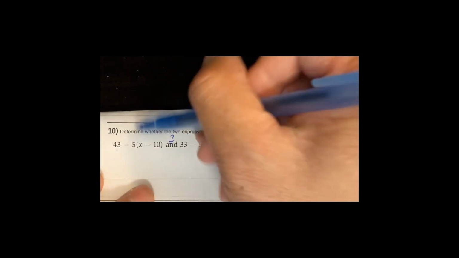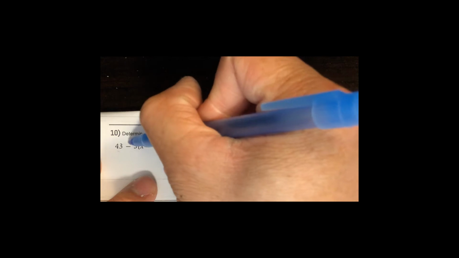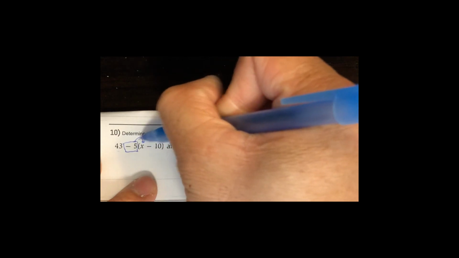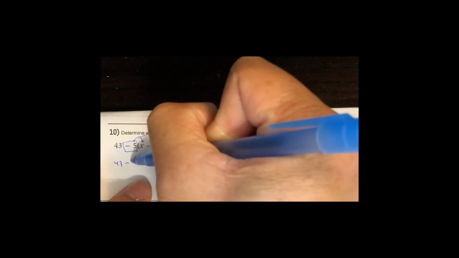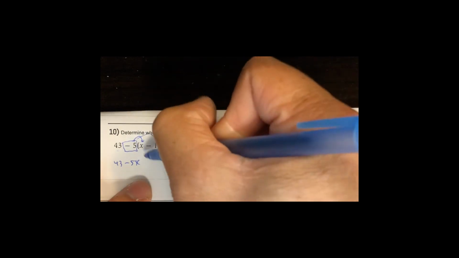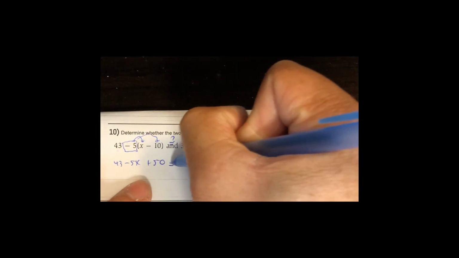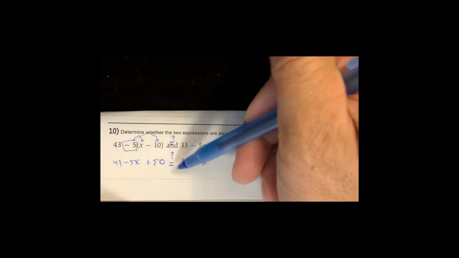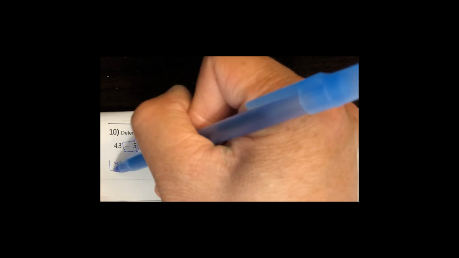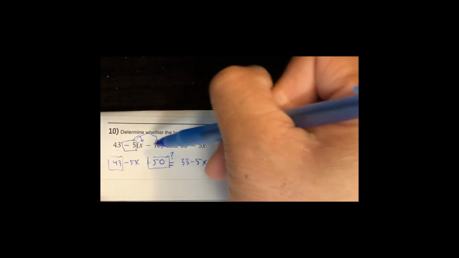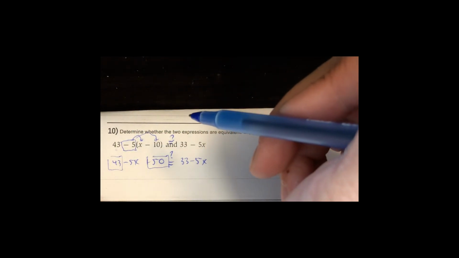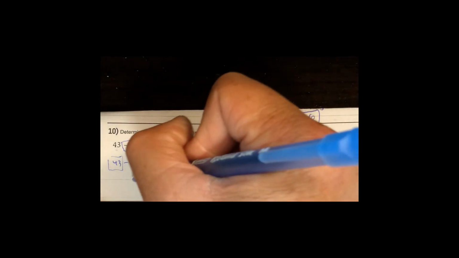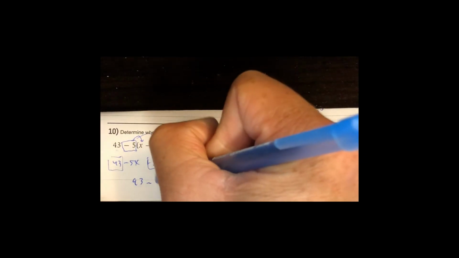So inside the parentheses, can't combine anything, so I'm just going to multiply the negative 5. 43 times negative 5x. Negative 5 times negative 2 is plus 50. And we said we're not sure if that is equal to this over here. Remember, you cannot combine like terms there because this one doesn't have an x. So then I'm just going to combine like terms here. 43 and a positive 50 gives me 93. 93 minus 5x.